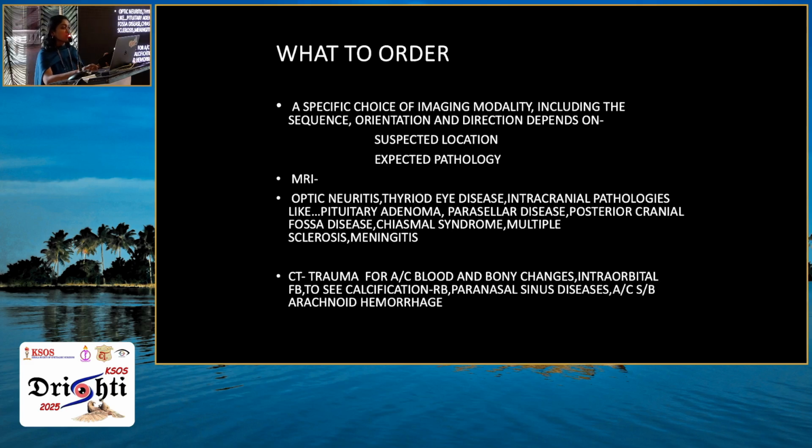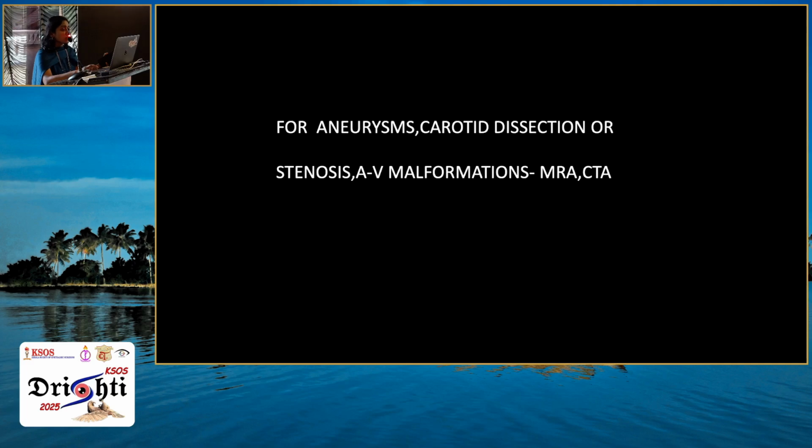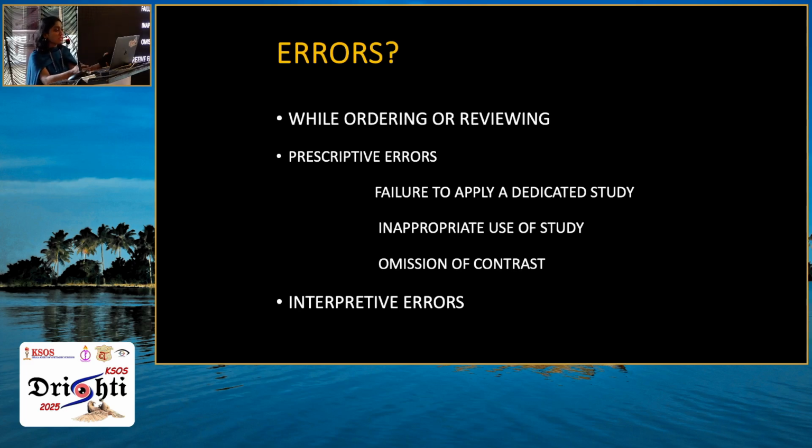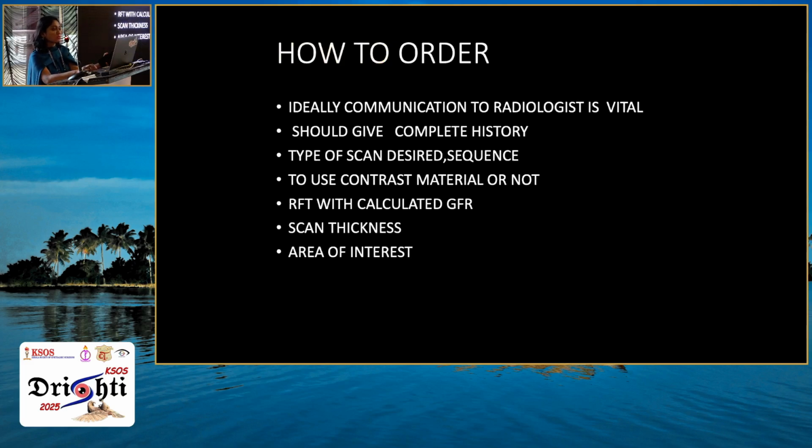So what to order? The specific choice of imaging modality, including the sequence, orientation and direction, depends upon the suspected location and expected pathology. MRI is mainly for optic nerve pathologies, and CT for fracture, hemorrhage and foreign body. For aneurysm, carotid dissection and AV malformations, we prefer MR angiography or CT angiography. Errors can occur while ordering. So what are the errors? Prescription errors, failure to apply a dedicated study, inappropriate use of a study, omission of contrast, and interpretation problems.